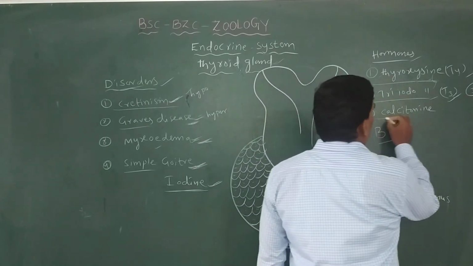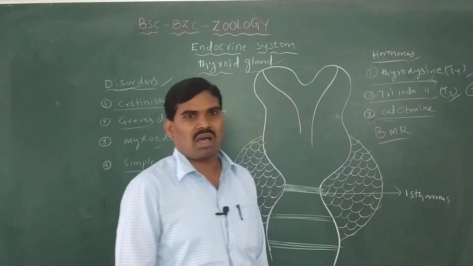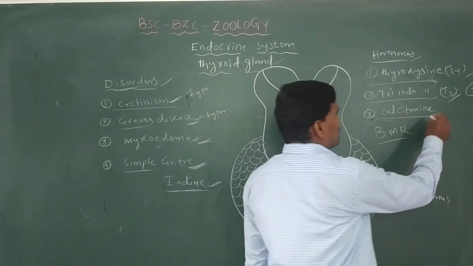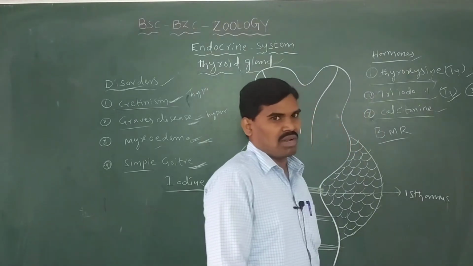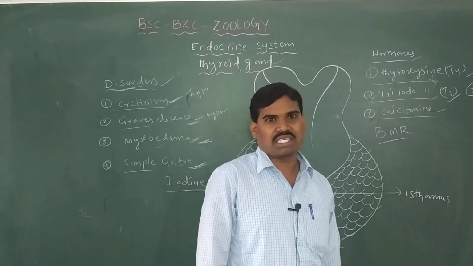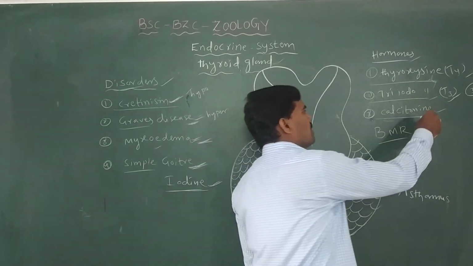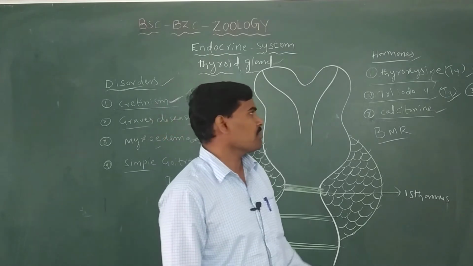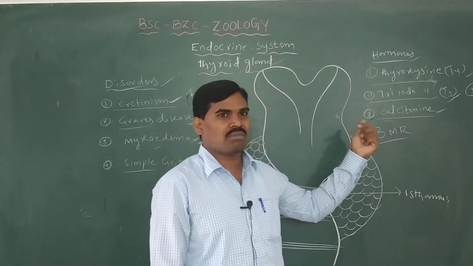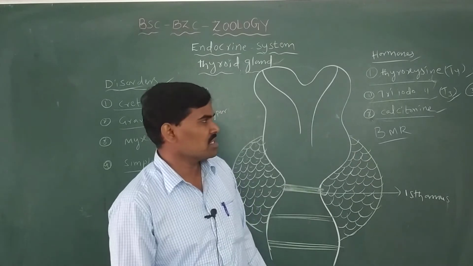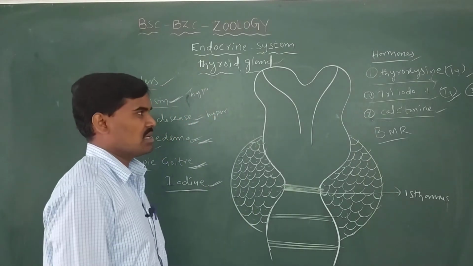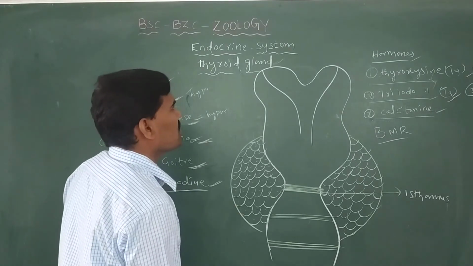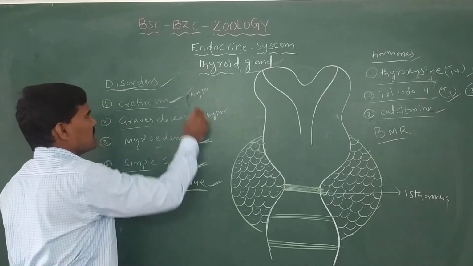And next, the hormone calcitonin. The calcitonin hormone controls and regulates calcium and phosphorus levels in the blood. The regulation and balancing, the homeostatic functions of calcium and phosphorus metabolism, are controlled by calcitonin. See, these are the 3 types of hormones and some disorders.